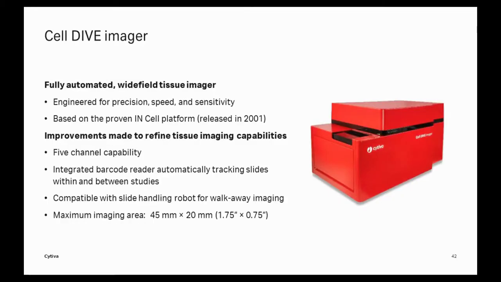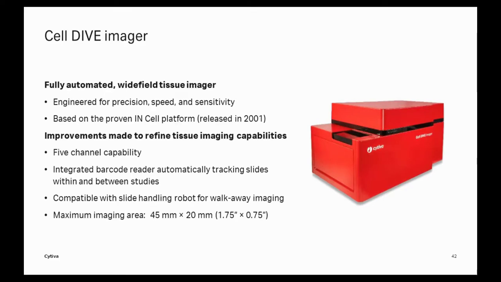The software is coupled with the imager. The imager is built on our In Cell platform, which we released in 2001. We are experts in precision engineering, and this system is fast, precise, and sensitive. We made some improvements to better facilitate tissue imaging. So the system is capable of imaging in five channels or wavelengths at the same time.